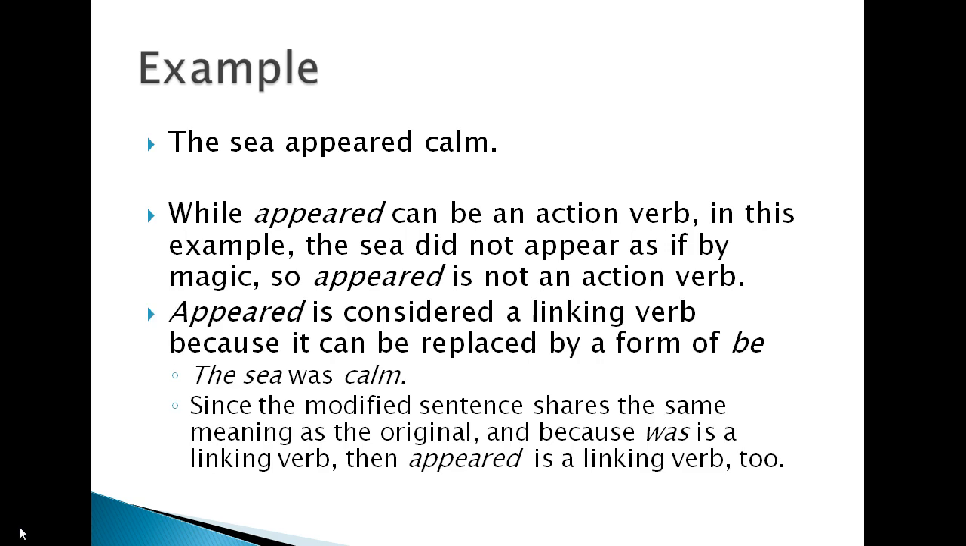So we do. Appeared is considered a linking verb because it can be replaced by a form of be. Since appeared is past tense, we'll use the word was, which is the be form, which is past and singular. The sea was calm. Since the modified sentence using the word was shares the same meaning as the original, and because was is a linking verb, then appeared is a linking verb too.